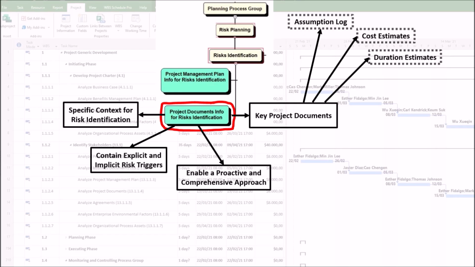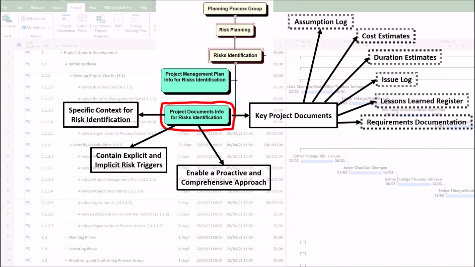Third, duration estimates. Similar to cost estimates, aggressive schedules, high uncertainty in task durations and dependencies point to schedule risks. Fourth, issue log. Current issues are past risks that were not managed. They can create new risks, such as a delayed task now risks impacting a critical milestone. Fifth, lessons learned register. Lessons from earlier in the project or from past projects provide a direct list of risks to look out for. Sixth, requirements documentation.